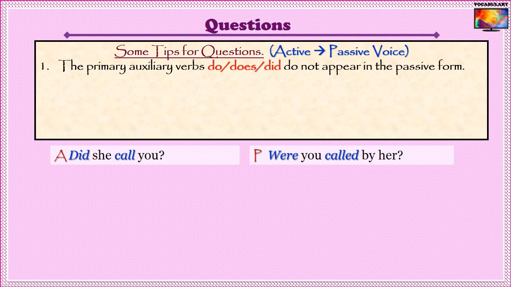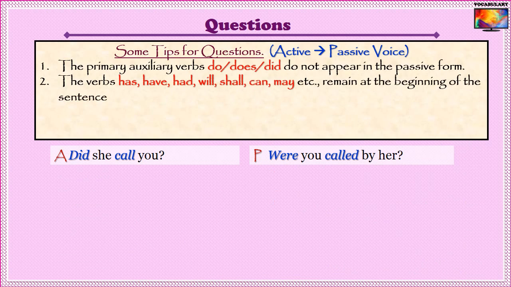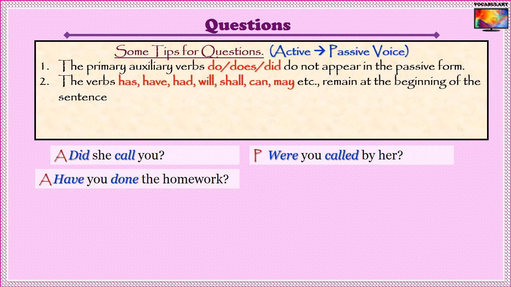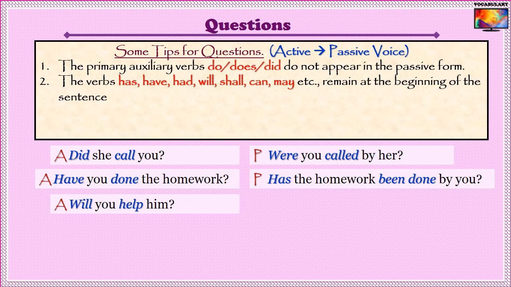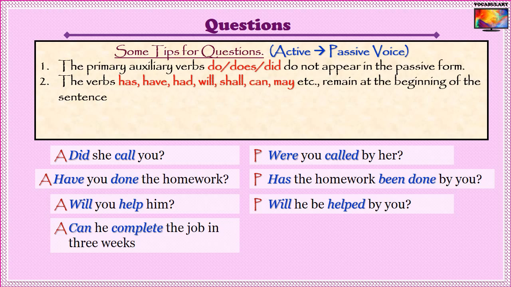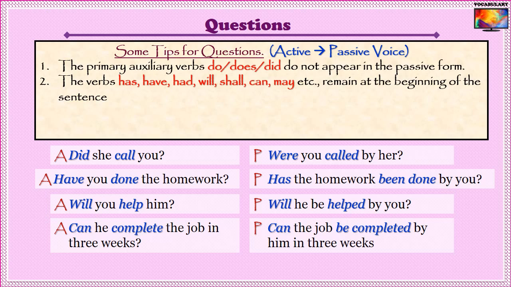The second tip is, the verbs has, have, had, will, shall, can or may, etc. remain at the beginning of the sentence when the active voice is changed to the passive voice. Some examples are, have you done the homework? Has the homework been done by you? Will you help him? Will he be helped by you? Can he complete the job in 3 weeks? Can the job be completed by him in 3 weeks?